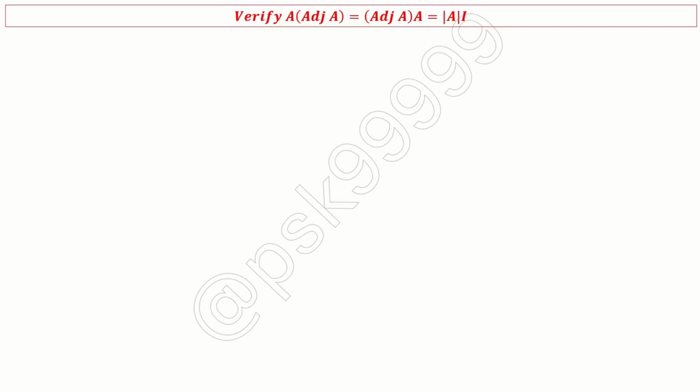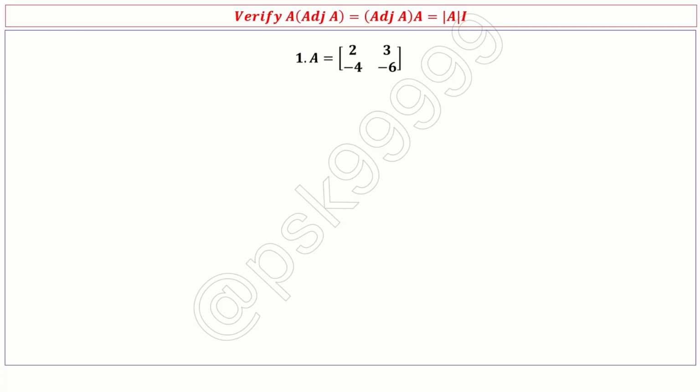Now verify A into adjoint of A equals adjoint of A into A equals determinant of A into I. Based on this one, we proved that A inverse is nothing but adjoint of A by determinant of A. Correct? So let's prove this one. Just verify, basically, not prove.